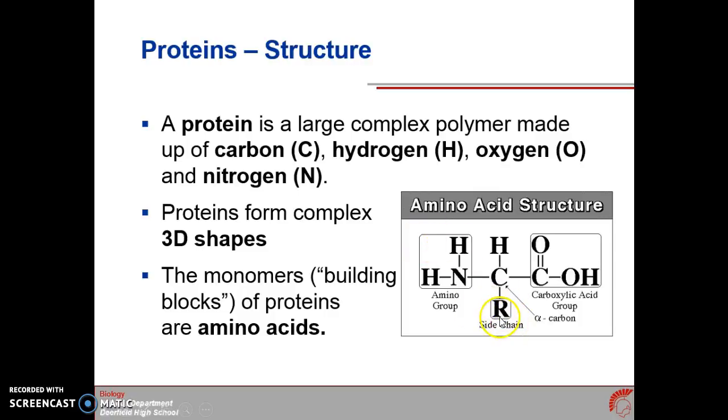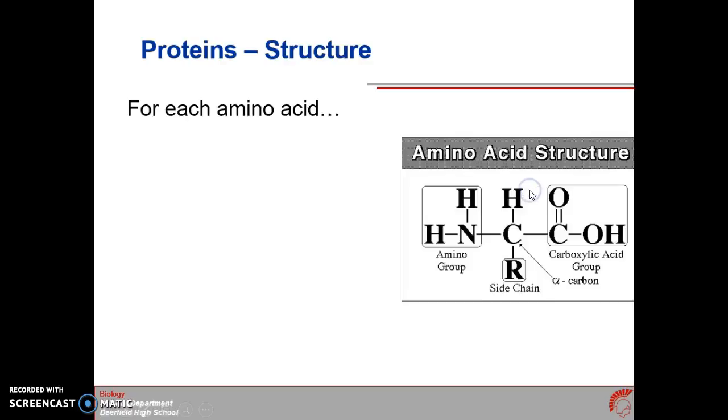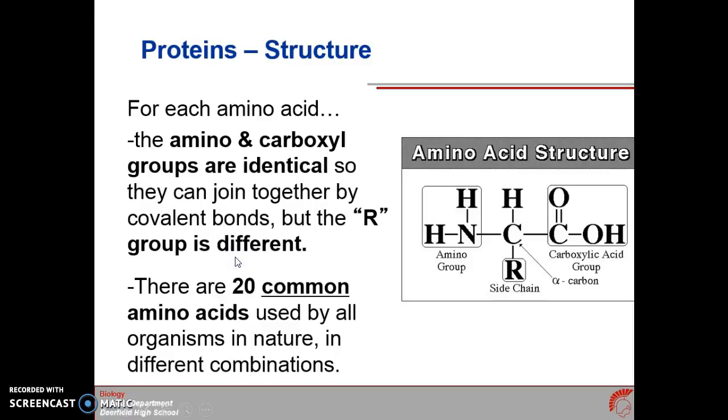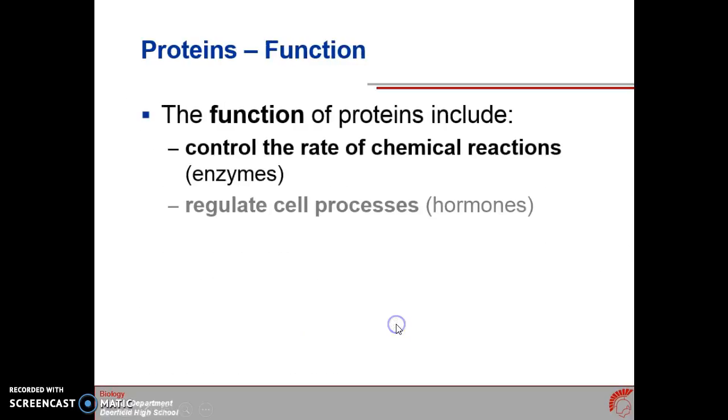So this is the only thing that will vary. Okay. The NH2 is always the amine group, and the C double bond O, OH, the COOH group, is the carboxylic acid group. These will always be part of the amino acid. So again, we've got amino acid monomers, which contain carbons, hydrogens, and that R, which is the side chain, and that's the group that's different. That's the one that actually identifies it. It's like the ID tag on an amino acid structure. There are only 20 common amino acids that make up all of the organisms in nature, and there are just infinite combinations of those 20 amino acids.